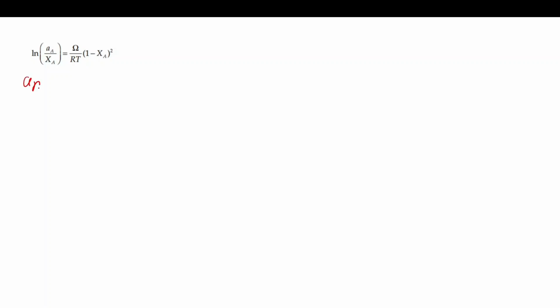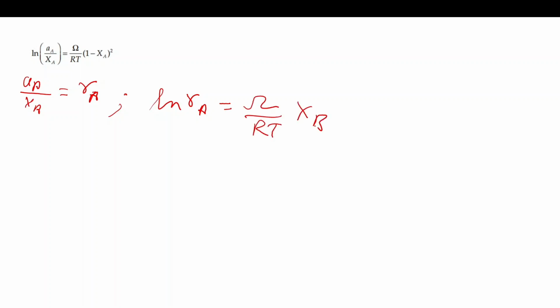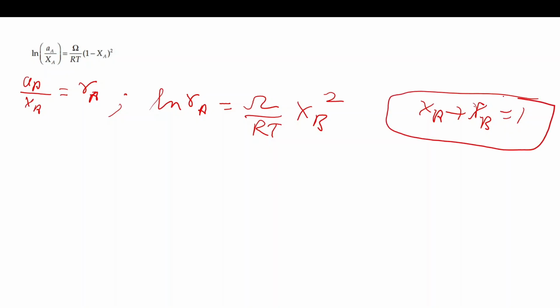Now let us consider the activity of A upon the mole fraction of A as gamma A, which is known as the activity coefficient. This equation can be rewritten as ln gamma A equal to omega by RT into XB square, because we know XA plus XB is equal to 1. And from this we can rewrite the equation as ln gamma A equal to omega by RT into XB square.